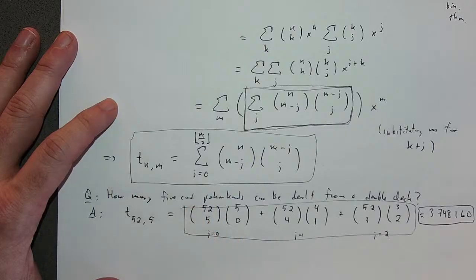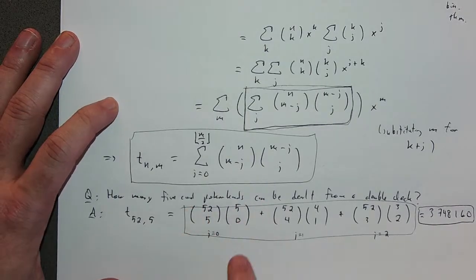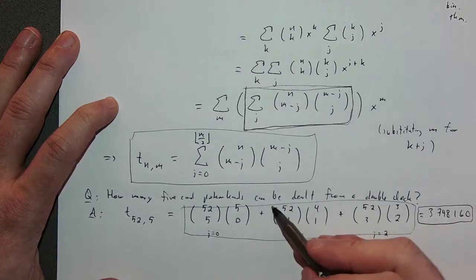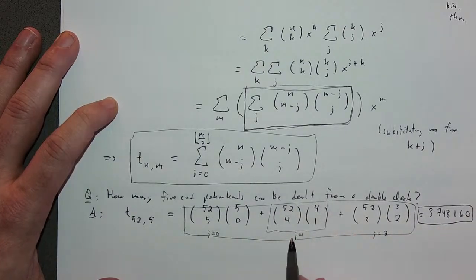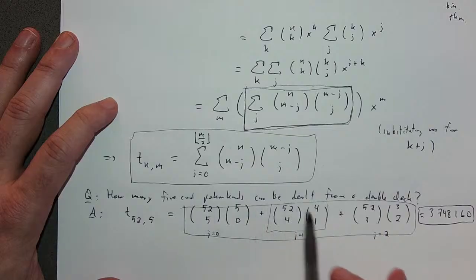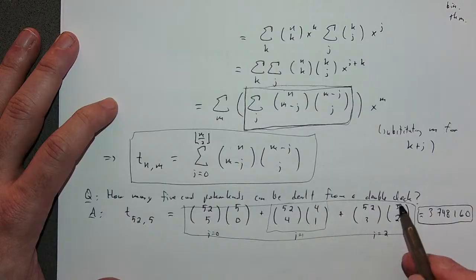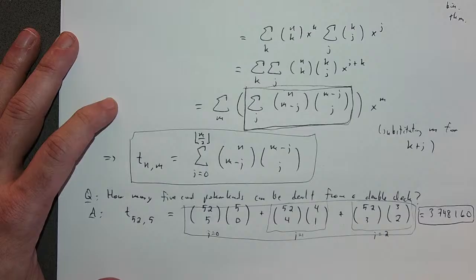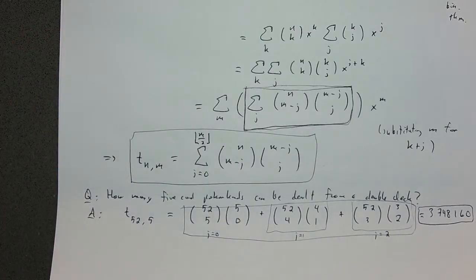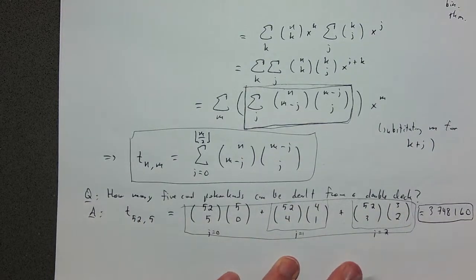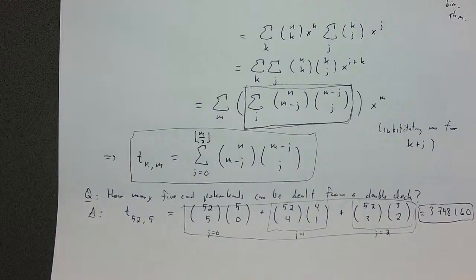Ways of dealing a 5-card poker hand where none of the cards are repeated. And then there's 52 choose 4 times 4 choose 1, ways of dealing a 5-card poker hand where one card is repeated. And then there's 52 choose 3 times 3 choose 2, ways of dealing a 5-card poker hand where 2 cards are repeated. 3 cards being repeated isn't possible in a 5-card poker hand because that would need a minimum of 6 cards. So that is the reason why this doesn't continue. That is the reason why this is the last term, because you can't have 3 cards repeated.